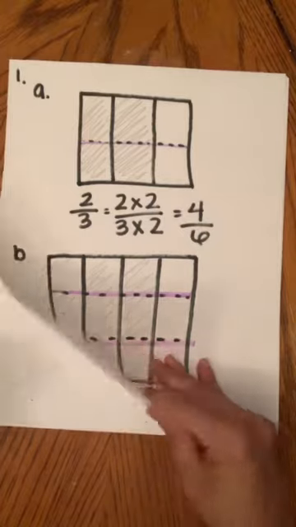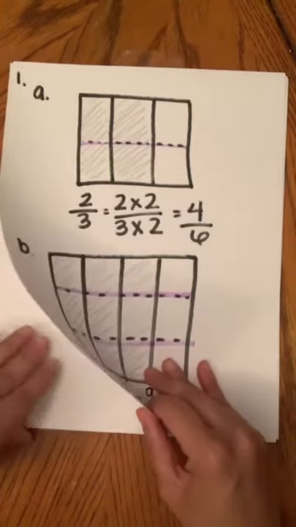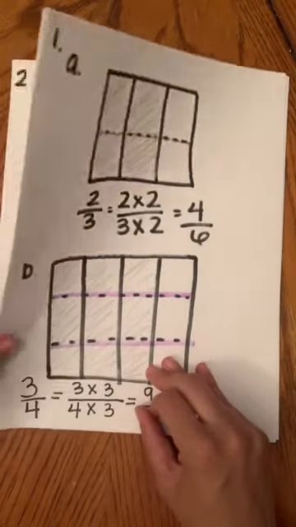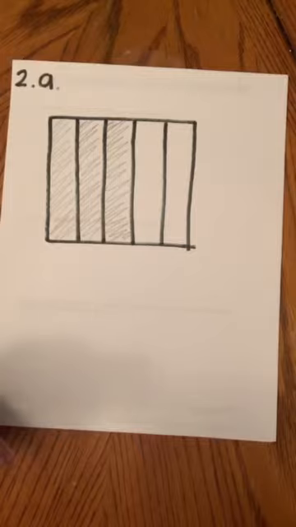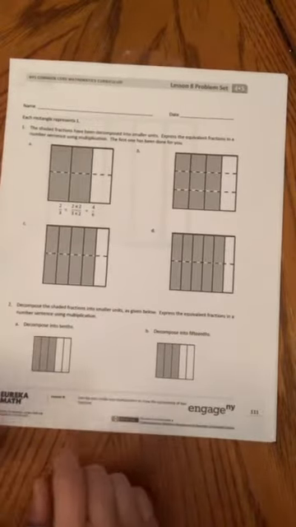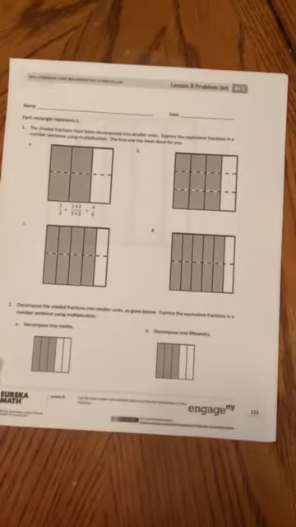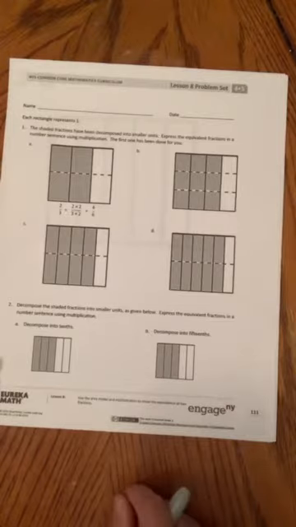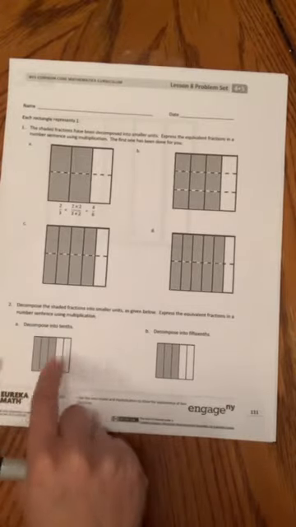Now, let's see what else Miss Martinez wants to do. Let's go ahead and try to do 2A together. Why not, right? For number 2, for 2A, I'll bring this back. For 2A, it says, decompose the shaded fraction into smaller units, as given below. Express the equivalent fraction in a number sentence using multiplication. Okay, and it says decompose into tenths.